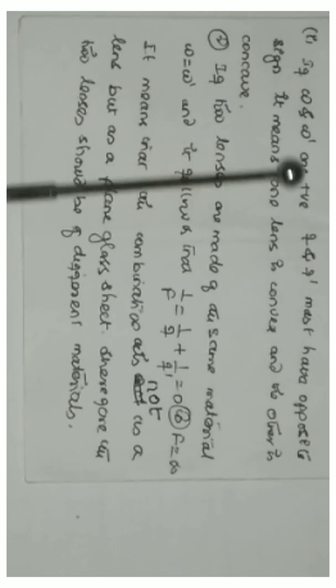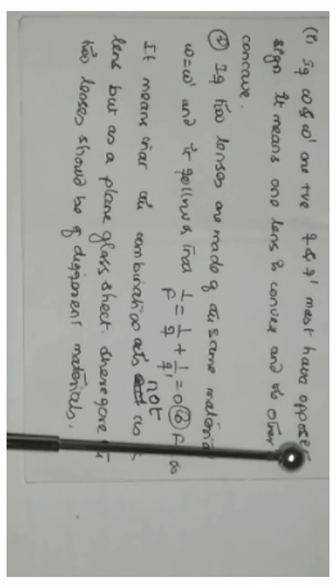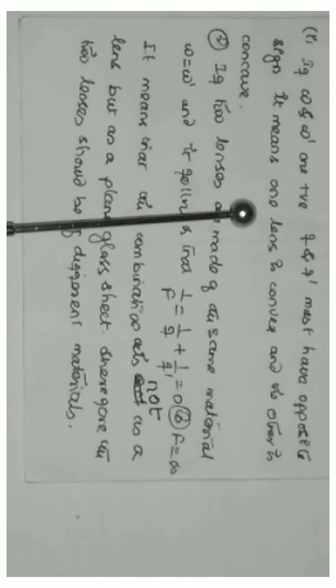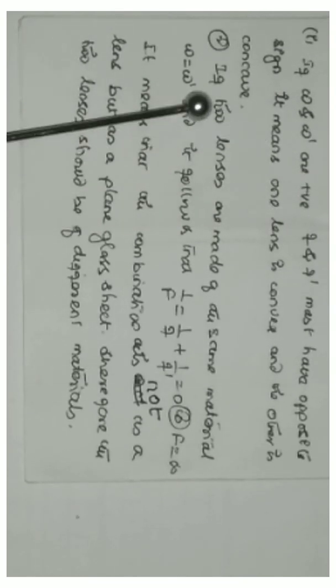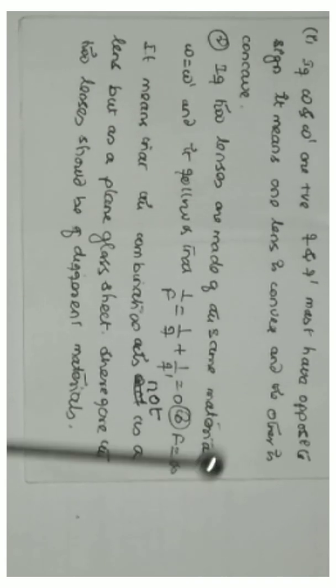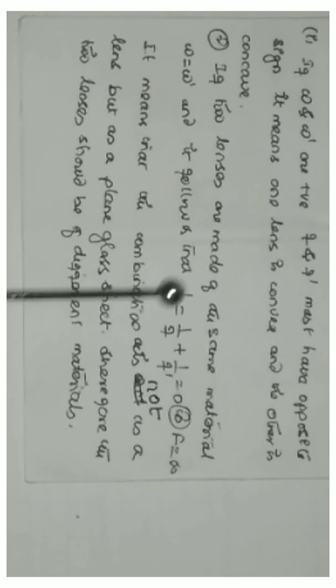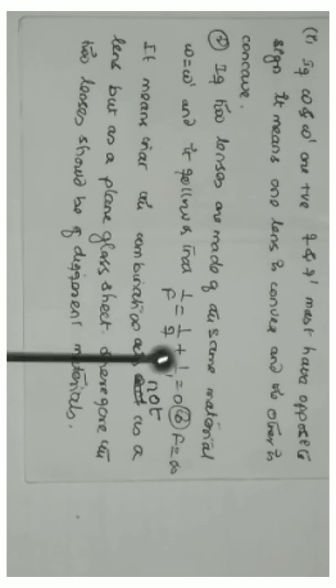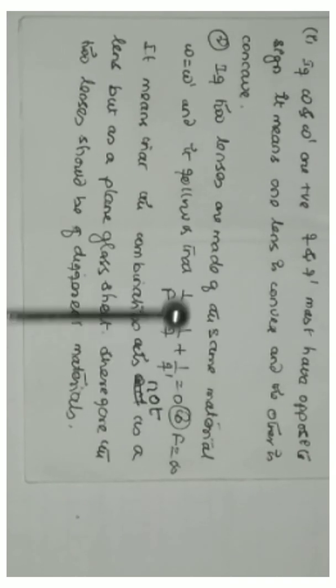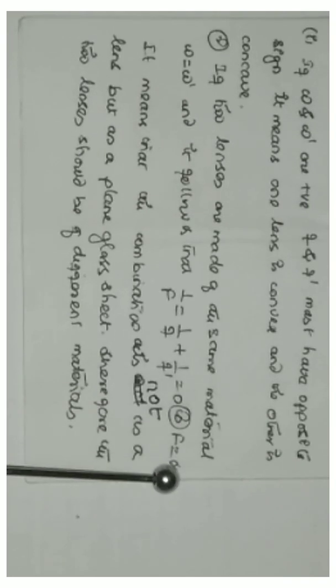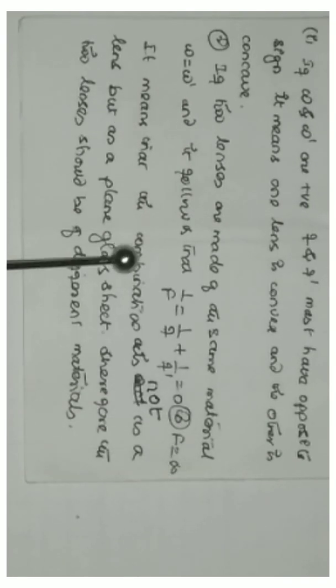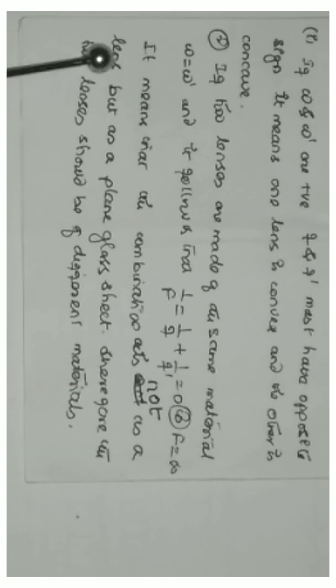If ω and ω' are positive, F and F' must have opposite signs, which means that one lens is convex and the other is concave. If the two lenses are made up of the same material, that is ω is equal to ω', then it follows that 1/F is equal to 1/f plus 1/f', that is equal to 0. That means if 1/F is 0, F is equal to infinity. It means that the combination acts not as a lens, but as a plain glass sheet. Therefore, the two lenses should be made up of different materials.